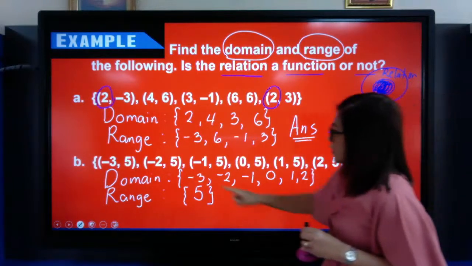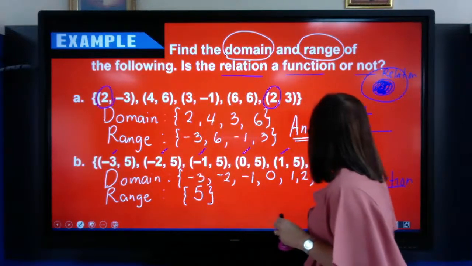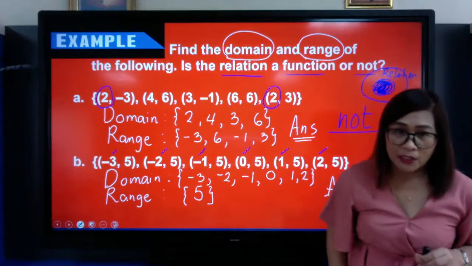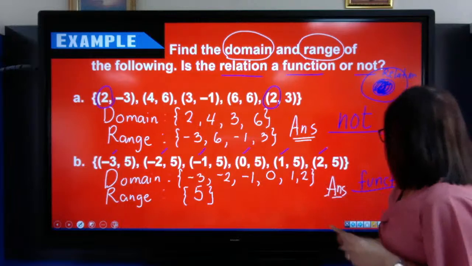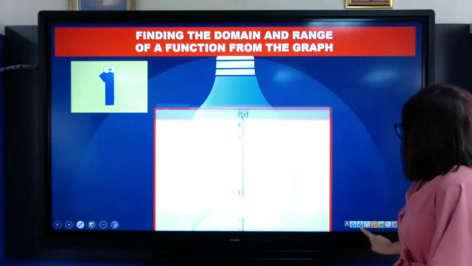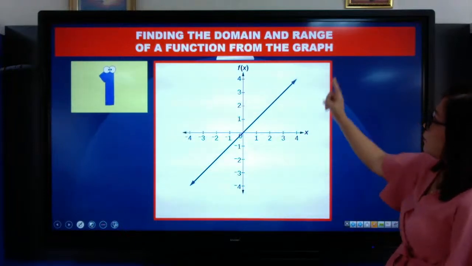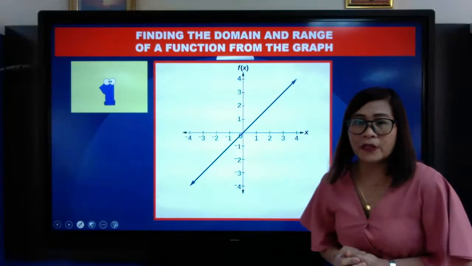F-U-N-C-T-I-O-N. It's a function because you see -3, -2, -1, 0, 1, 2. No repetition of the first component. So declare B is a function. Okay, next is also domain. Same domain. Find the domain and the range of the function from the graph.